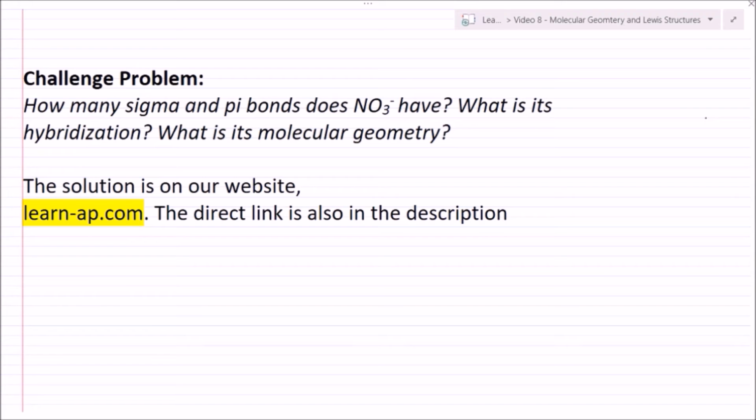Alright, so that brings me to today's challenge problem. How many sigma and pi bonds does NO3- have? What is its hybridization? What is its molecular geometry?